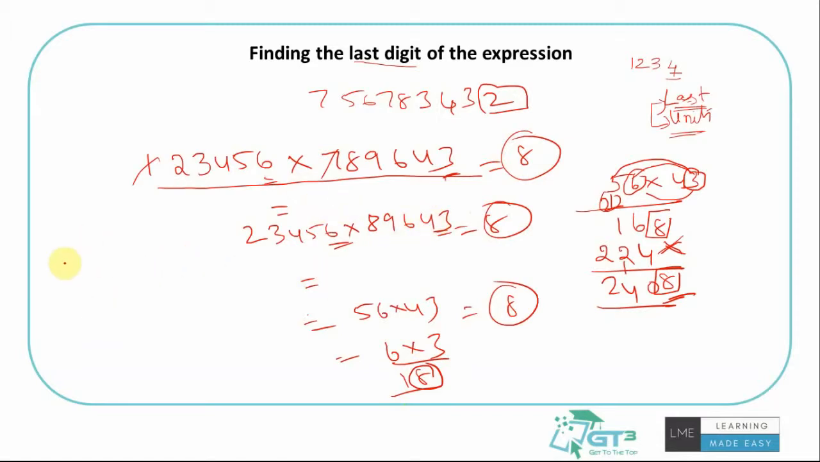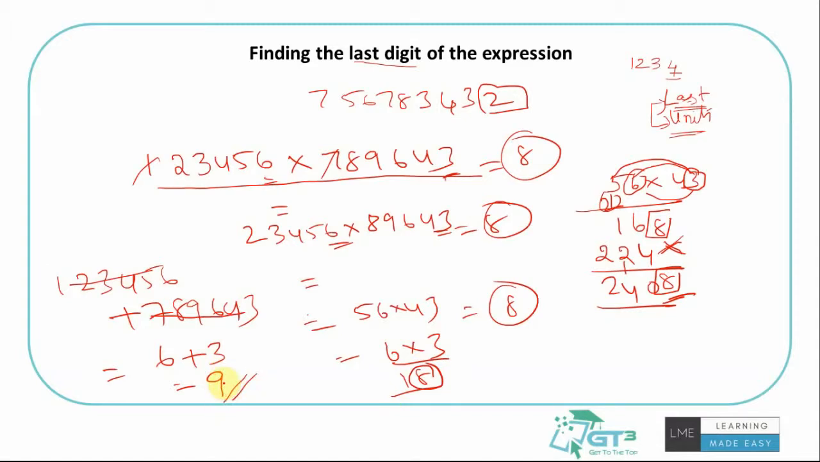The other thing could be on the addition side. So if I say 1 2 3 4 5 6 plus 7 8 9 6 4 3, again what's the last digit? Just ignore everything else. That's fundamentally boiling down to 6 plus 3 as 9. That's what the whole expression would be. So the expression could be on multiplication, addition, or subtraction. If it's asking you to find the last digit, all you need to do is focus on the last digits of the whole expression and find the last digit.